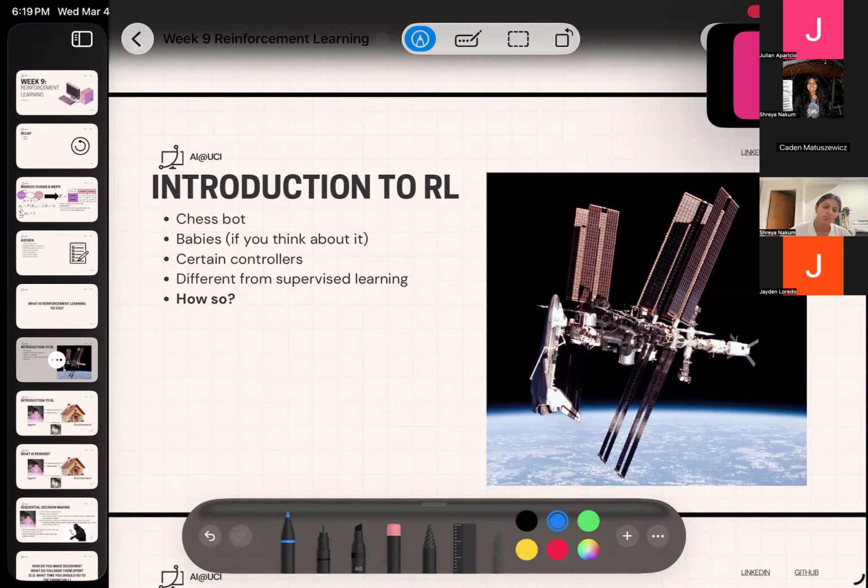But here's the main question that I have for you guys. How is reinforcement learning different from supervised learning?